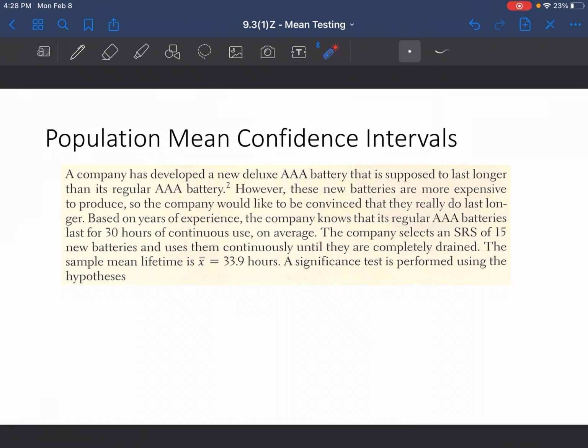A company has developed a new deluxe AAA battery that is supposed to last longer than its regular AAA battery. However, these new batteries are more expensive to produce, so the company would like to be convinced that they really do last longer. Based on years of experience, the company knows that its regular AAA batteries last for 30 hours of continuous use on average. The company selects a simple random sample of 15 new batteries and uses them continuously until they are completely drained. The sample mean lifetime is 33.9 hours. A significance test is performed using the hypotheses.